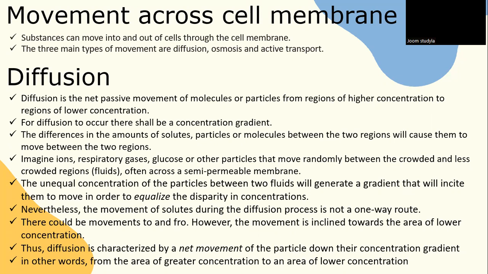Nevertheless, the movement of solute during the diffusion process is not a one-way route. There could be movement to and fro. However, the movement is inclined towards the area of lower concentration. Hence, diffusion is characterized by a net movement of the particles down the concentration gradient. It means from the area of greater concentration to an area of lower concentration.